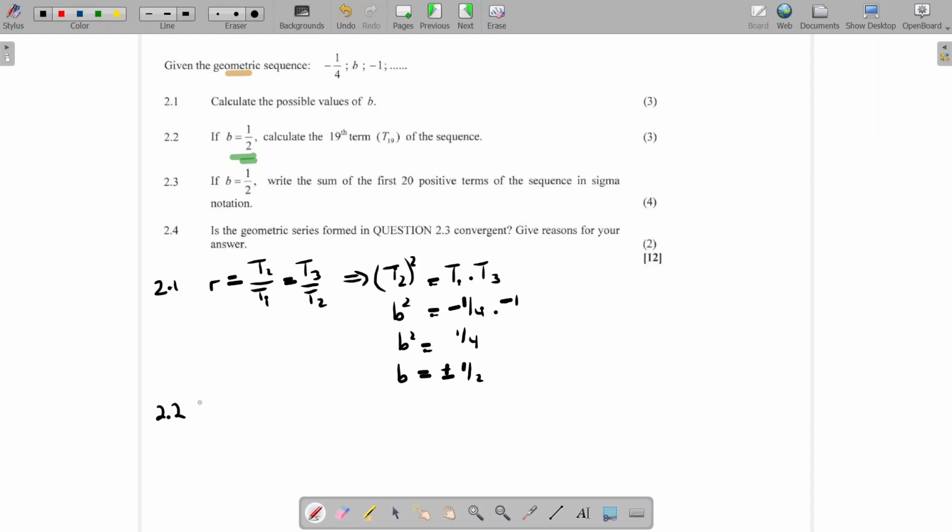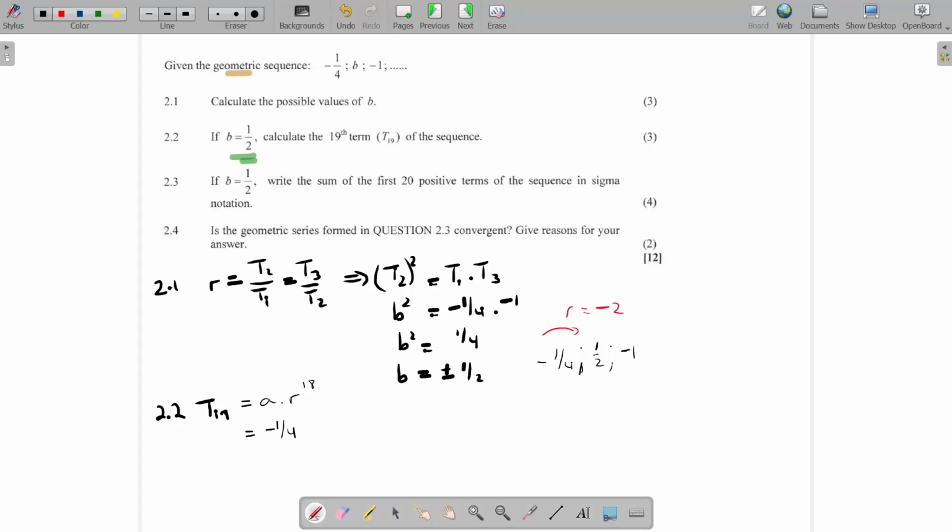So for 2.2, term 19 will equal a times r to the power of 18. We know that a is minus a quarter. They've told us that b equals a half, so we are dealing with minus a quarter, a half, minus 1, which hopefully we realize means that r is equal to minus 2.